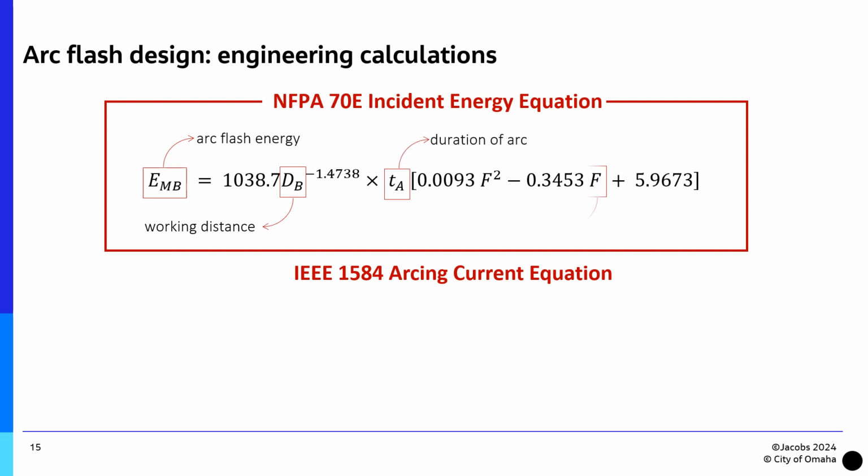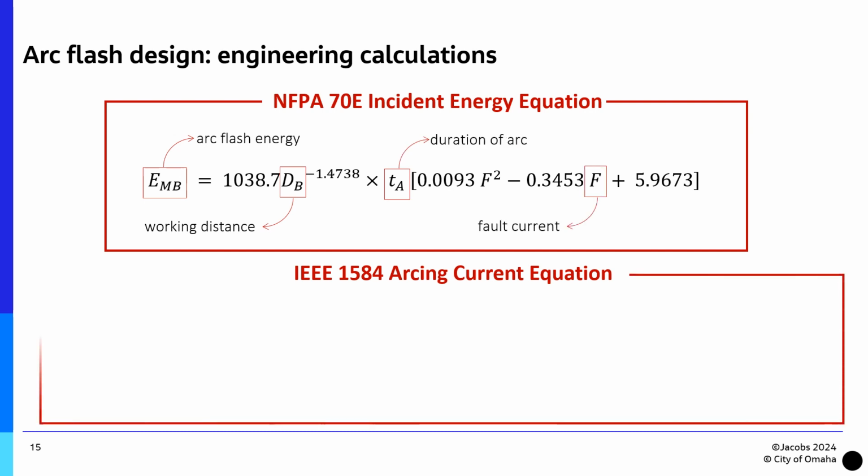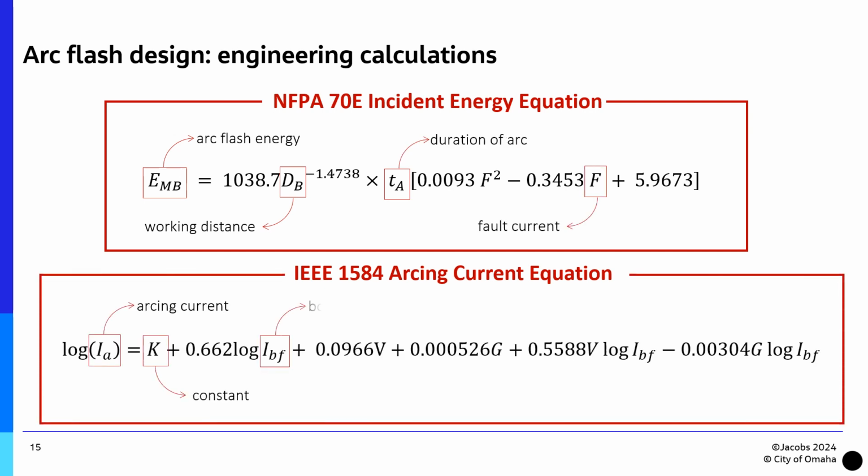To calculate the incident energy from an arc flash, we used standardized working distance, duration of arc, and three-phase voltage fault current. NFPA 70E incident energy equation calculates the arc flash energy in calories per centimeter squared. The arcing current in kiloamps is calculated from the IEEE 1584 arcing current equation using a constant value, fault current, bus voltage, and conductor gap. This allows the correct selection of protective devices like circuit breakers.